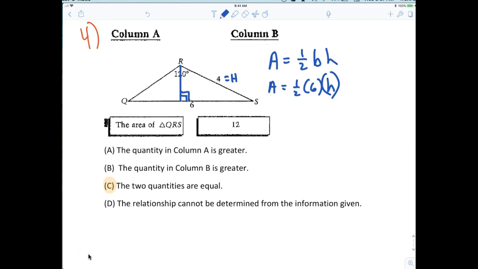So what I'm going to do is plug in 4 and say that's what the answer would be if it were 4, but I know it's going to be a little bit less because the height has to be less than that number. So look what we're saying. A equals 1/2 times 6 times 4. And what's half of 6 times 4? So the area, if the height was 4, would be what? But I know that height has to be less than 4, so the area would be less than 12. The area of that triangle would have to be less than 12. So the correct answer here is B.